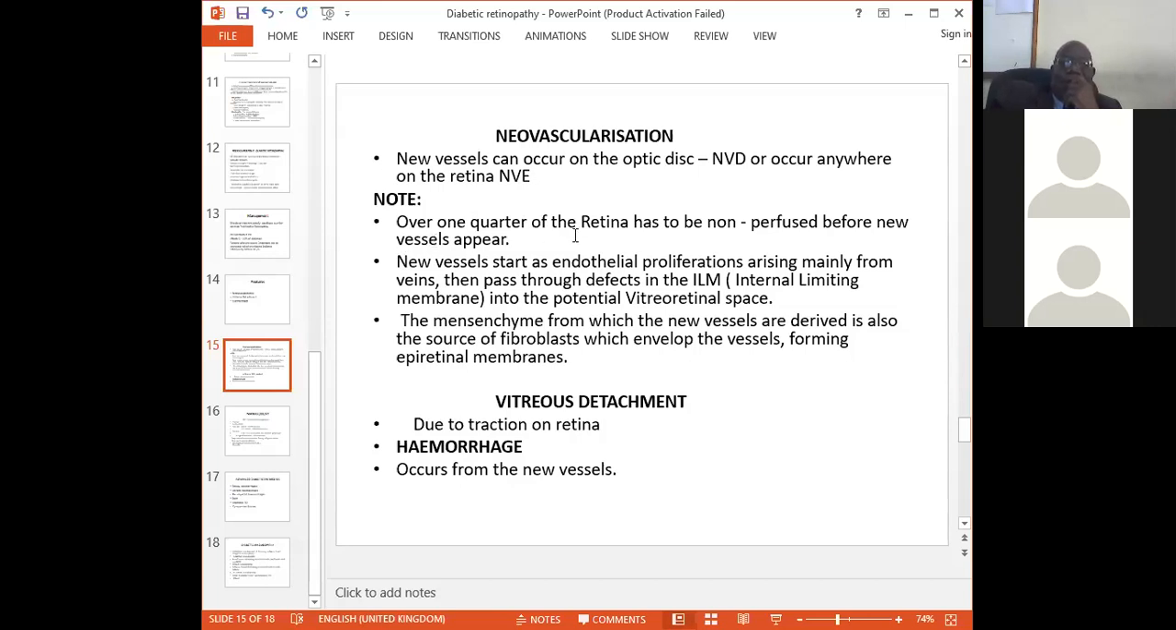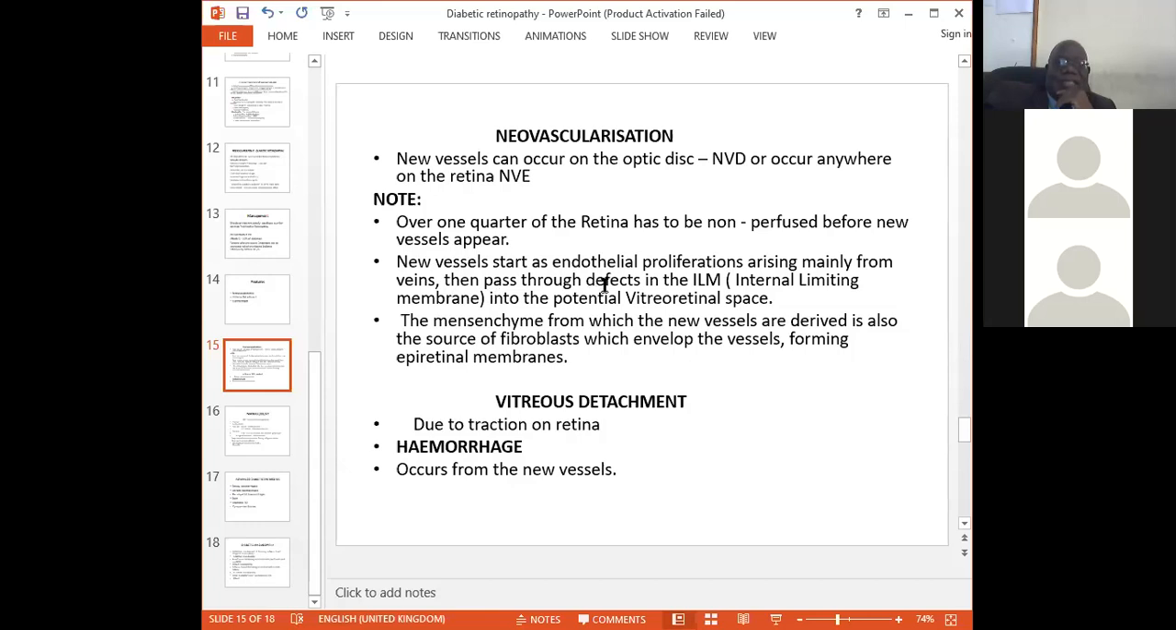Over 1/4 of the retina has to be non-perfused before new vessels appear. So if a patient has developed new vessels, it means over 1/4 of the whole retina is non-perfused. It's not receiving blood nutrients properly. To develop that, there is first non-perfusion.